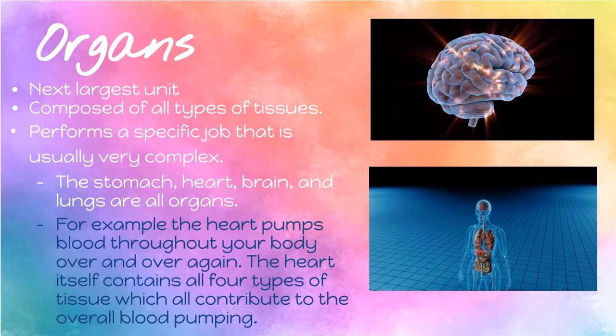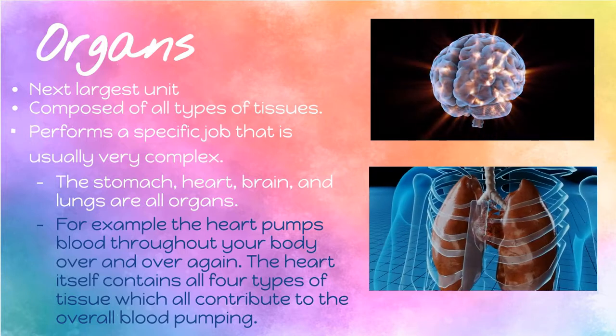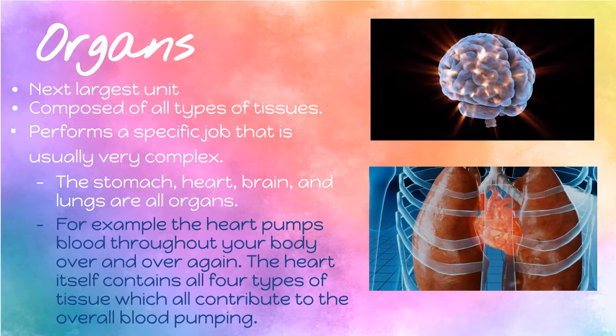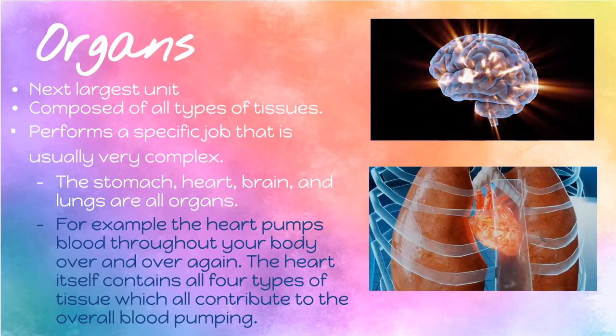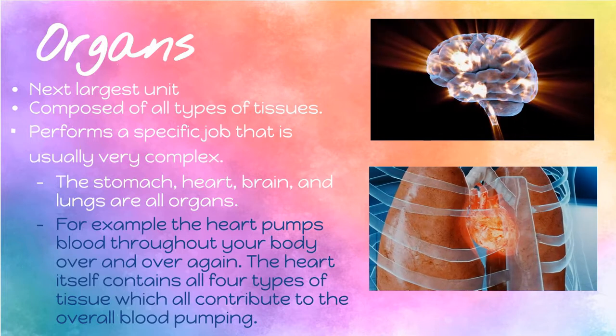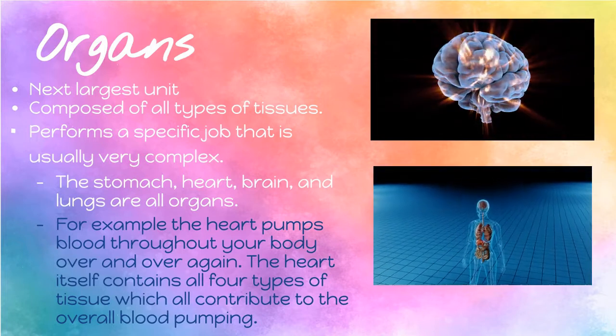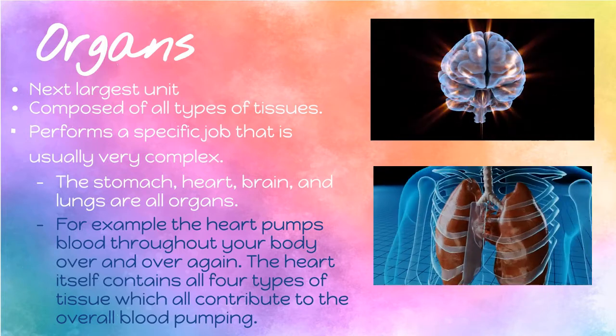Our next largest unit is an organ. It's composed of all types of tissue. It performs a specific job that is usually very complex. The stomach, heart, brain, and lungs are all organs. For example, the heart pumps blood throughout your body over and over again. The heart itself contains all four types of tissue, which all contribute to the overall blood pumping.